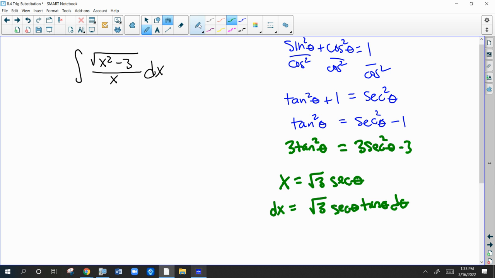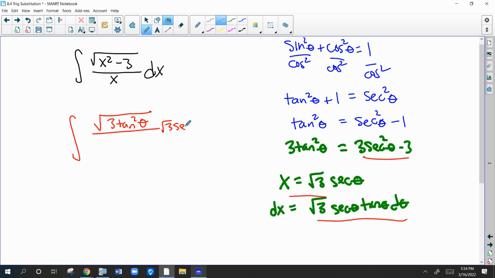And now it's all about substitution. So the x squared minus 3, being that x is this, would be 3 secant squared minus 3, which is 3 tangent squared. Now that's the whole point. We can take the square root of that. dx, according to this, is root 3 secant theta tangent theta d theta.